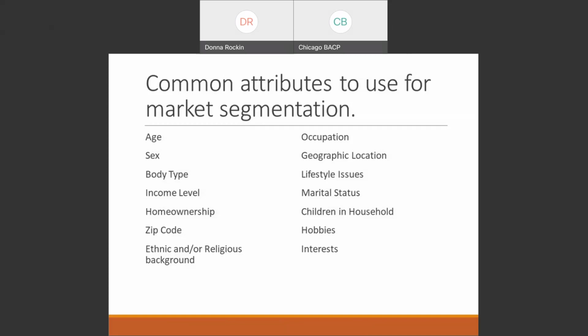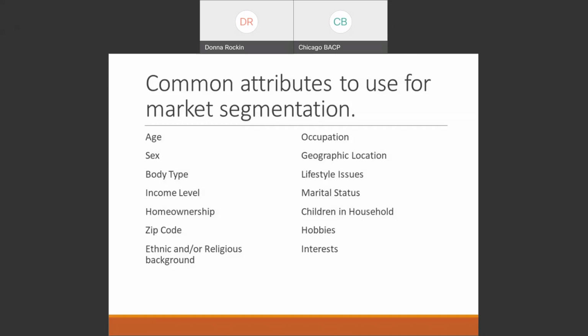Occupation. Are you selling hard hats? Are you selling lunch pails to construction workers? Are you selling briefcases to the lawyers and the real estate agents, et cetera, and the people who wear suits or business casual? You're not going to sell business casual or suits and ties to people who are construction workers or electricians or plumbers. It's not practical.